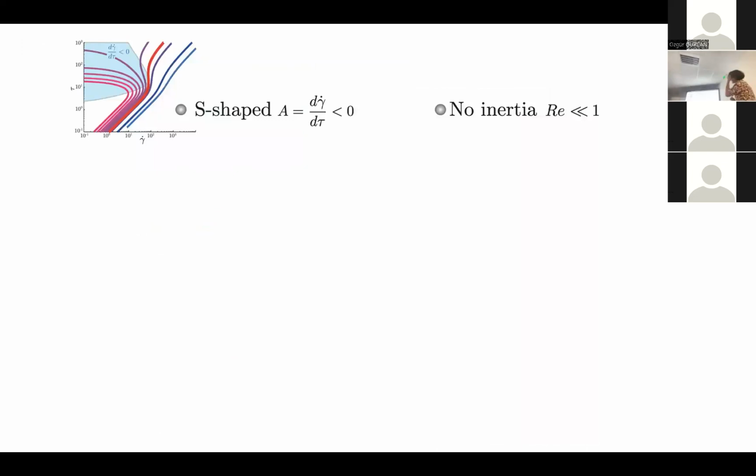And so now we have Wyart and Cates flow rules. I recall they can be S-shaped, and there is a region where the slope of the rheogram is negative, so d gamma dot over d theta is negative. And we also know from experiments that these waves can be observed at very low Reynolds number of the flow. So there is no need for inertia.